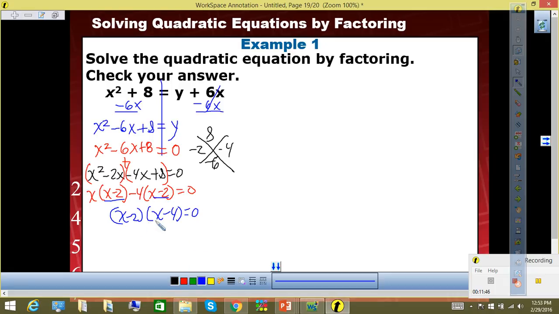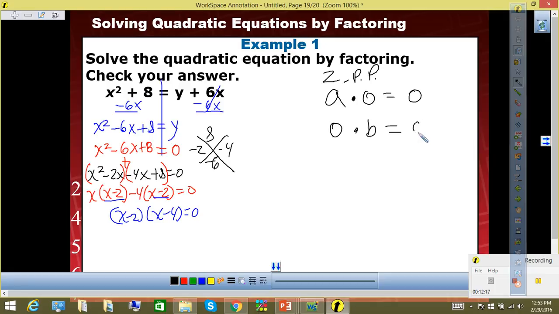Now let me show you the next step. The next step says write each factor equal to 0. But before I do that, let me show you why we do that. At the beginning of the year, I showed you a property that said any number times 0 equals 0. And that was called the zero product property, ZPP. So any number times 0 is 0. So how about 0 times b?